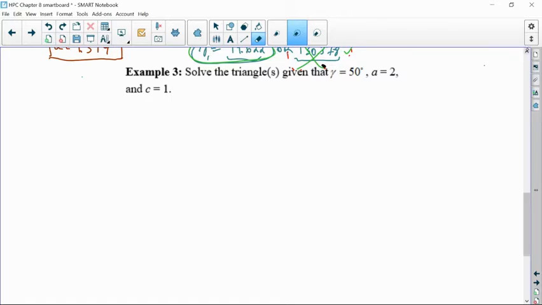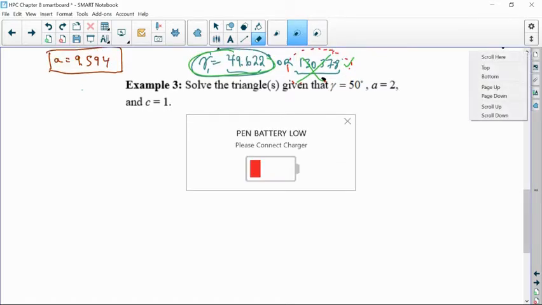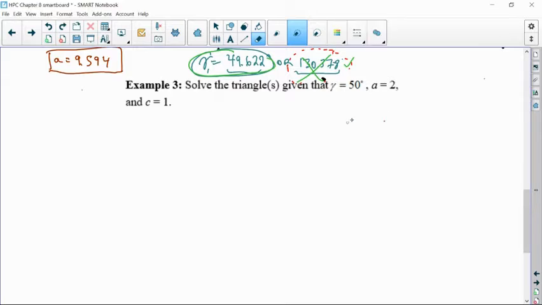In that example we just did, one of them did not work. And so we're going to see in these next two examples what happens if it does work, or what happens if something completely goes wrong.